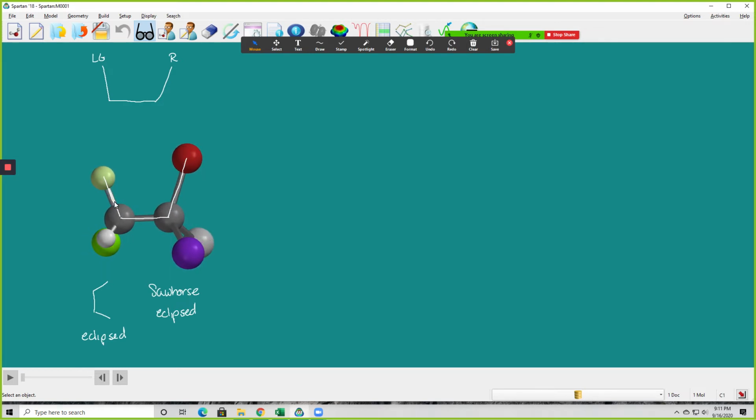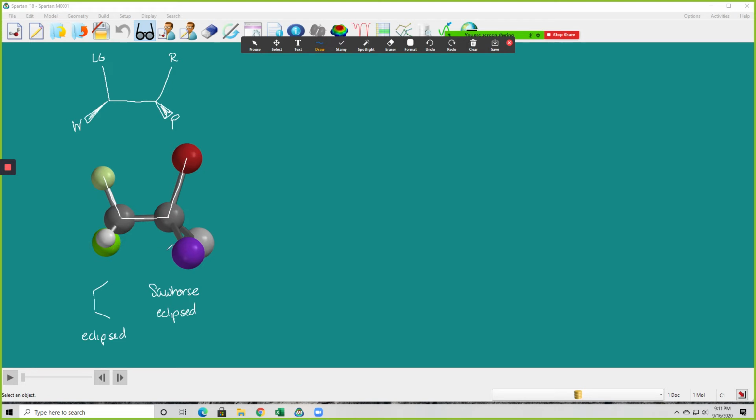So what we would have is our white group on a bold wedge pointing down and to the left, and the purple group pointing down and to the right. So here's my purple group, and here's my white group.